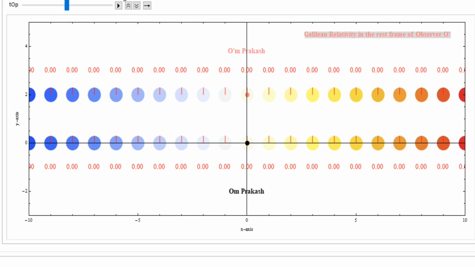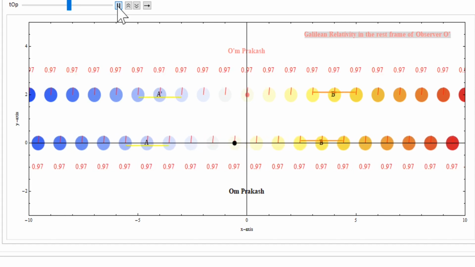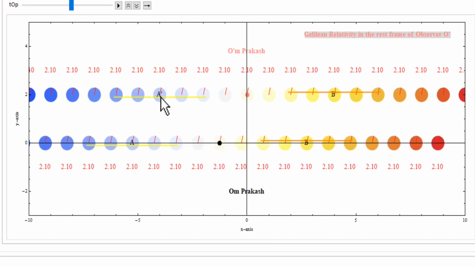And now what we see is the lightning strikes A prime and B prime. And now light signals will be sent from A prime and B prime towards Om Prakash, and these will travel at the speed of light C. And light signals will be sent from A and B towards Om Prakash, and they will also be sent at the speed of light C, but relative to the platform observers. So if we play this forwards in time, what we will see is something like this. Here are the light signals sent from A prime towards O prime Prakash, and these are traveling at a speed C, which in this example is 1 meter per second. So they travel 1 meter, 2 meters in 2 seconds.